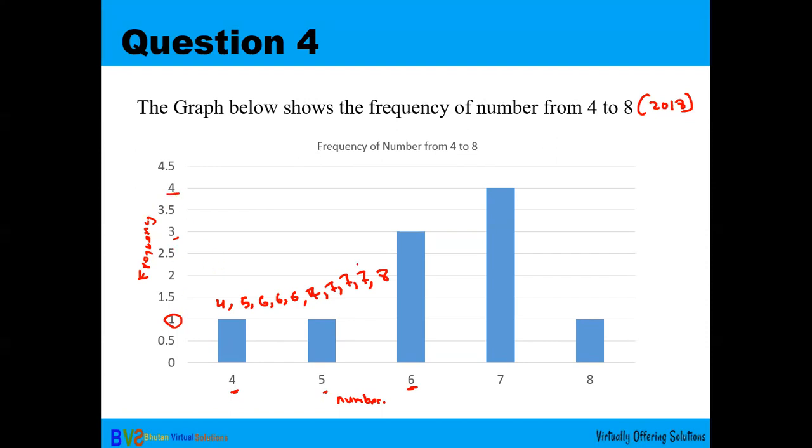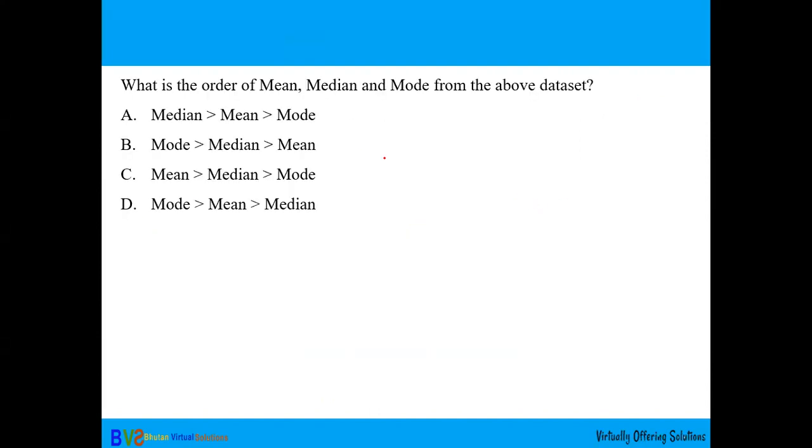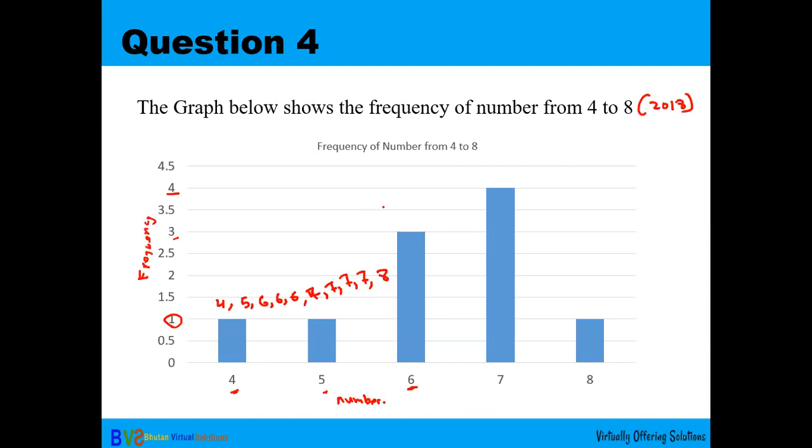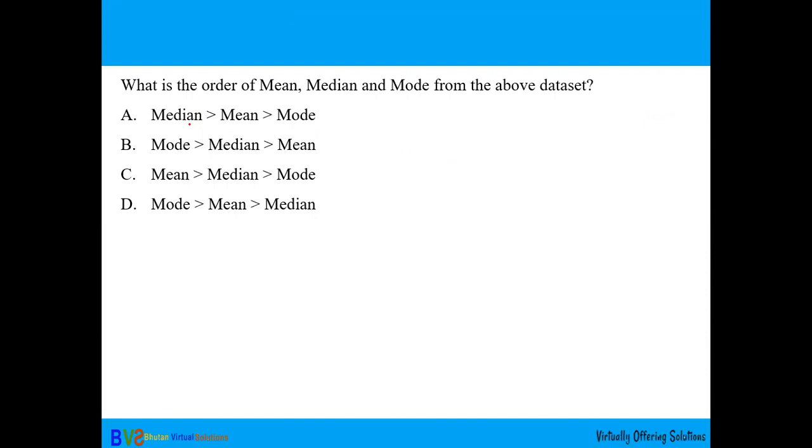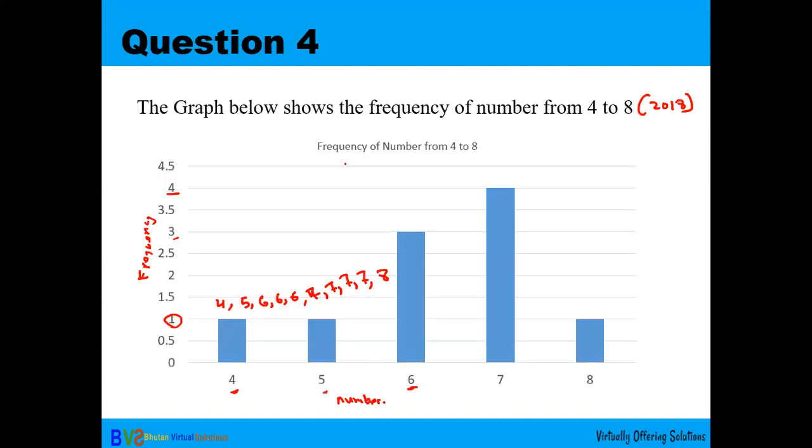All right. Now let us see what the question is saying. What is the order of mean, median, and mode from the above data set? Whether median is greater than mean, which is greater than mode, or whether the mode is greater than median or greater than mean. Now, how are you going to find this?